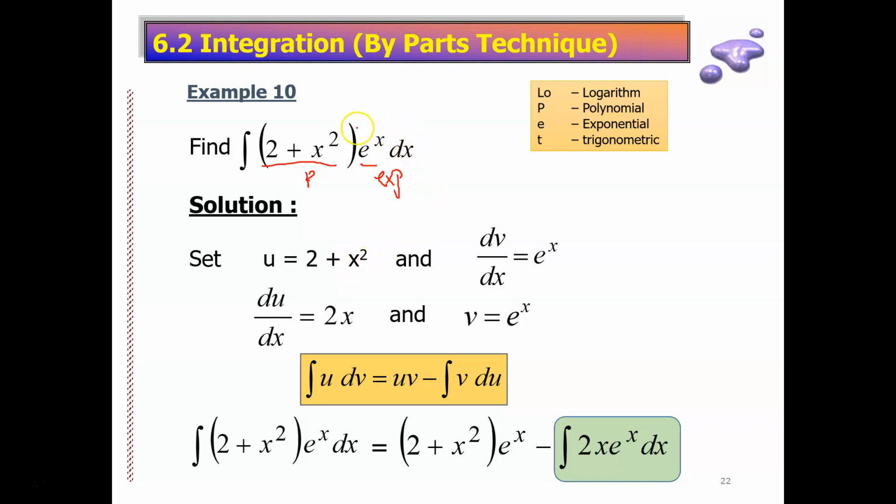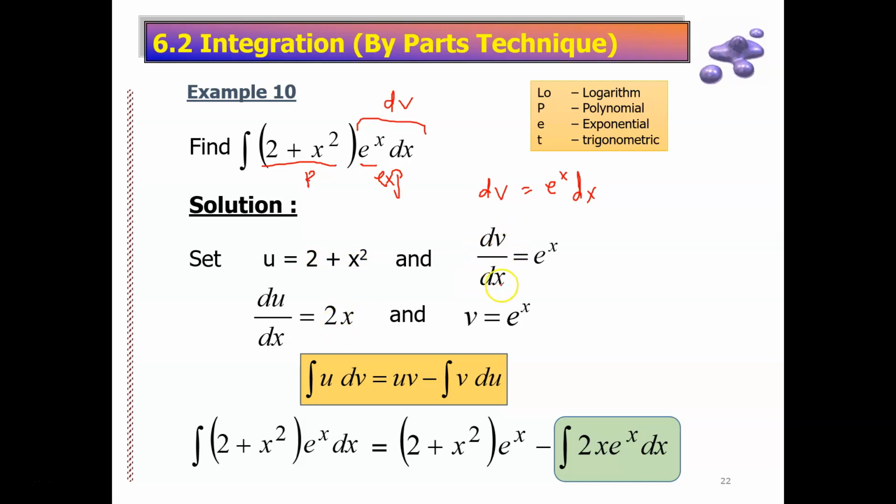And the remaining part will become our dv. When we rearrange, we get this, right? Like before, dv equal to exponent x dx. So when you rearrange, you get this. And for u, don't forget to differentiate your u. You will get 2x. Differentiate 2, you got nothing. Differentiate x square, you get 2x.